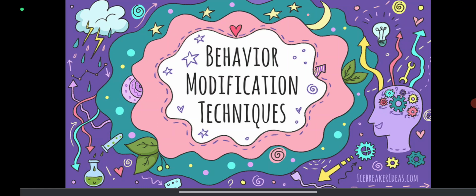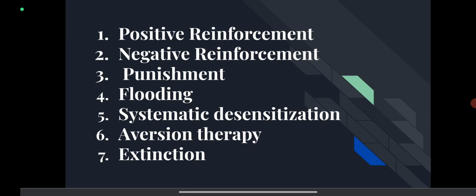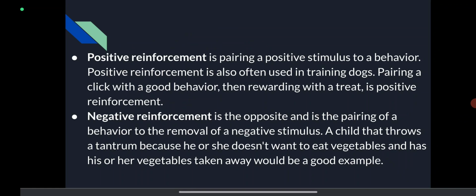Behavior modification techniques: positive reinforcement, negative reinforcement, punishment, flooding, systematic desensitization, aversion therapy, and extinction. Positive reinforcement is applying a positive stimulus to a behavior. Positive reinforcement is also used in training dogs. Pairing a click with a good behavior, then rewarding with a treat is positive reinforcement.